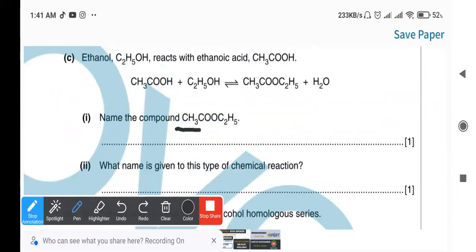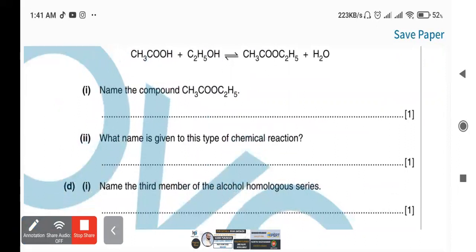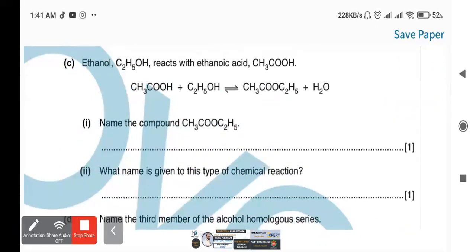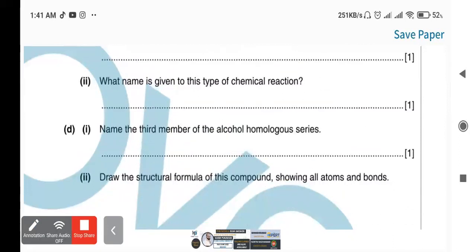So this is CH3CO. This is the acid part, COO. This is the ester. So let's break down from the middle. This is the acid part. This is the alcohol part. So this is ethanoate and this is ethyl. The alcohol part will have 'yl', and the acid part will have 'anoate'. In this reaction, small molecules are lost, so this is a type of condensation reaction.